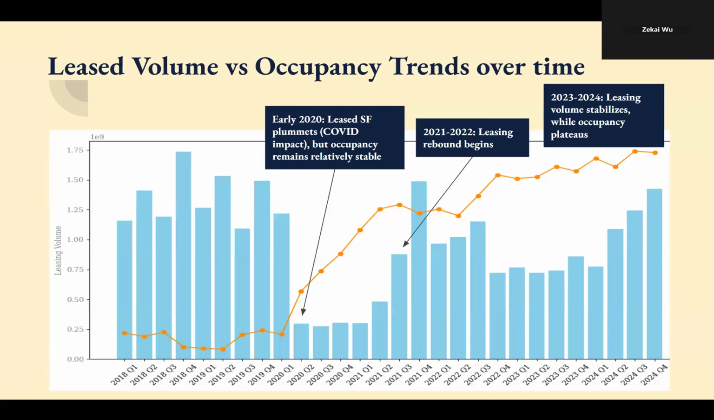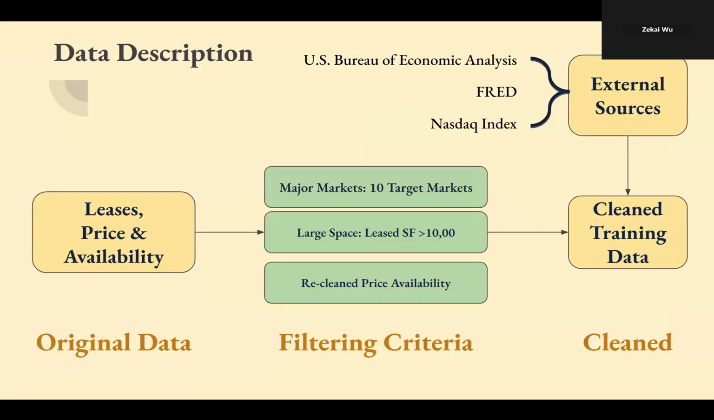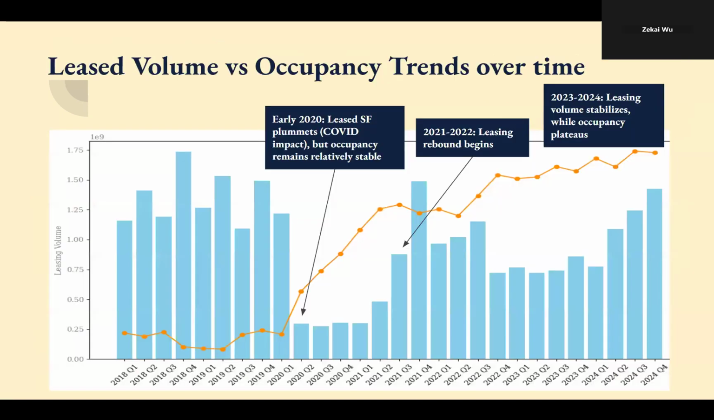We mainly made use of two data frames, leases and price and availability. We filtered this data focusing on 10 major target markets and large spaces. We then merged the two data frames, passing the market value information to individual buildings. We then integrated internal and external data to get our final clean training data. During this process, we found some significant trends.